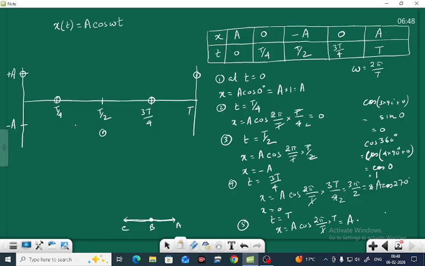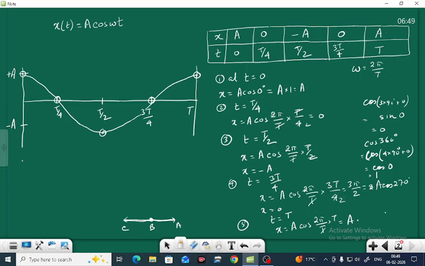So if we draw the graph of this, you will get a curve like this. You see here, we can get a curve like this, right? And it will be like this, and it will be like this. So this is the graph between displacement and time.